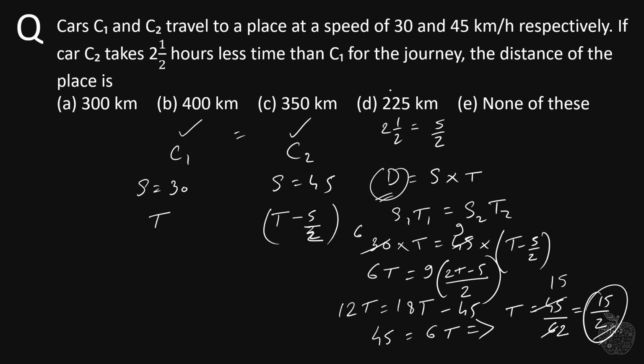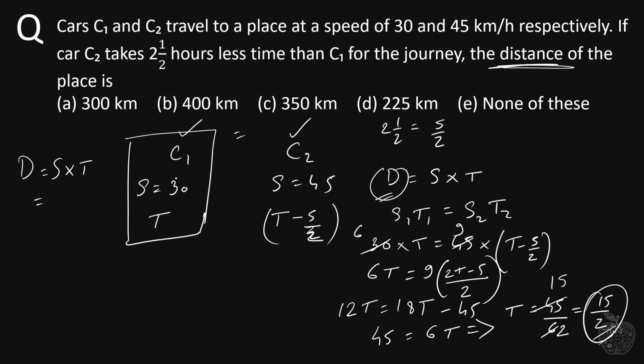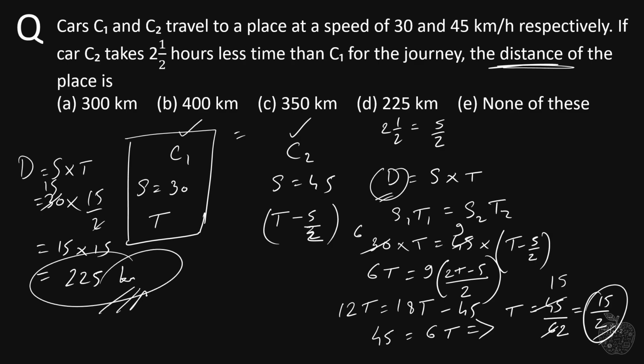Okay, and the question is asking us to find out the distance here. So now let's take the case of car 1. We know that distance is equal to speed into time. Speed here of car 1 is 30 and t we just calculated, which is 15 by 2. So 15 by 2, 2 fifteens are 30. So we get our distance, which is 15 into 15, which is equal to 225 kilometers, and this is our required answer. So here option D is the correct one.